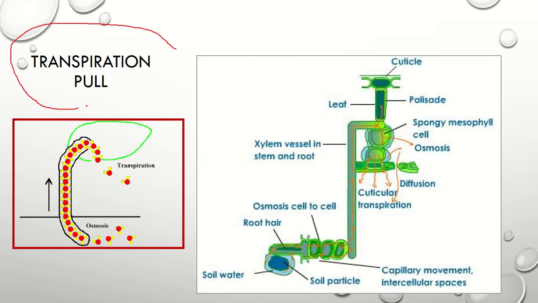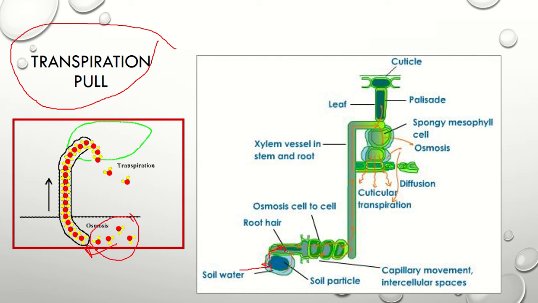What is transpiration pull? This is very important, because when transpiration is acting in the plant, it creates a pulling force for plant growth or for taking more water. For example, this is the root and here water is being absorbed like this. This is the soil water.